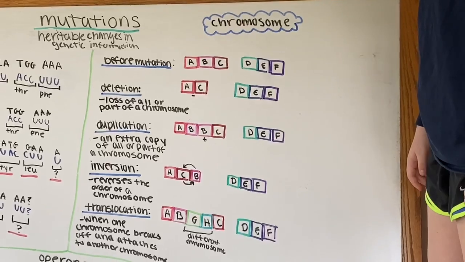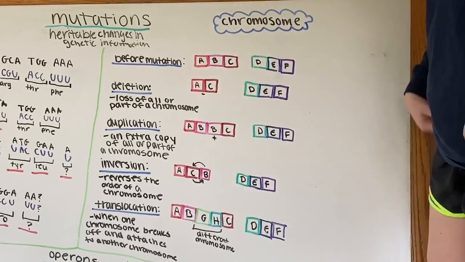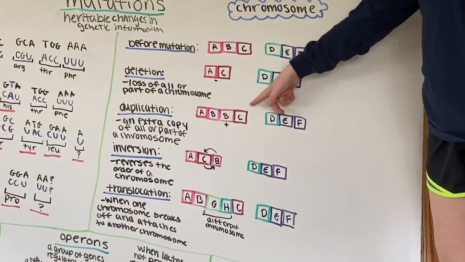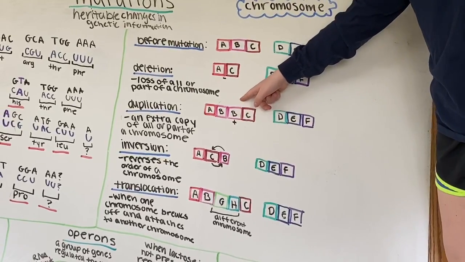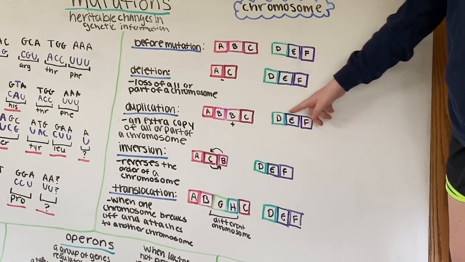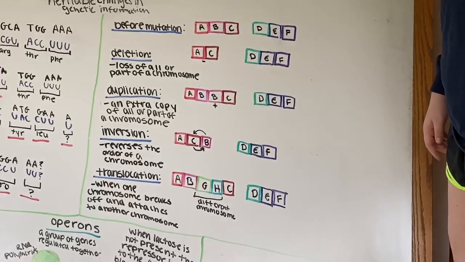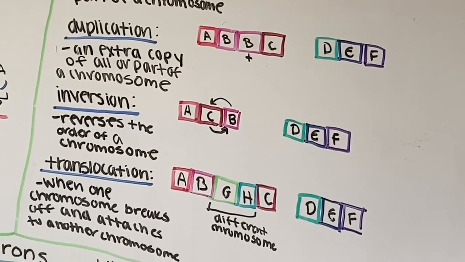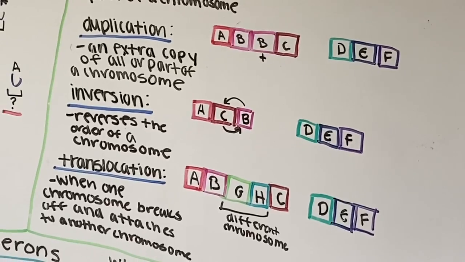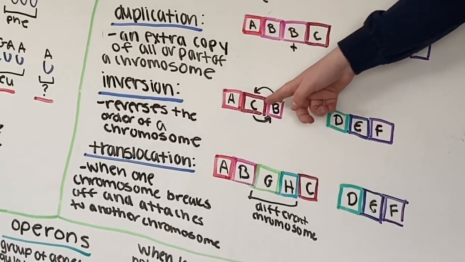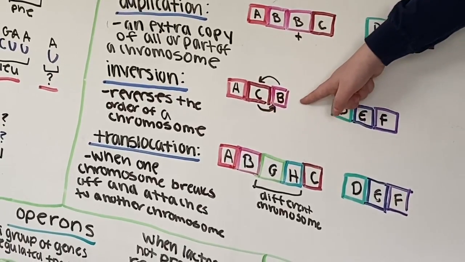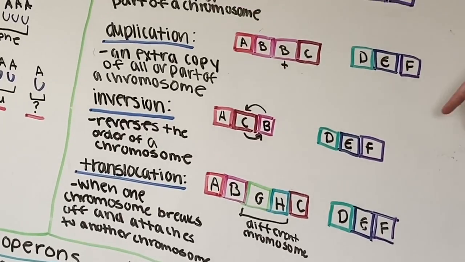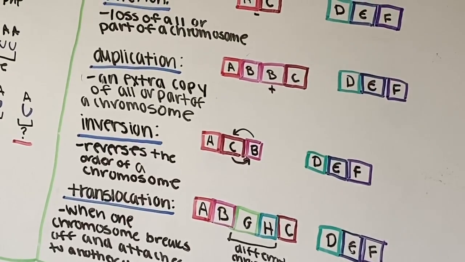The next type is duplication, which is an extra copy of all or part of a chromosome. So I illustrated that there are 2 B chromosomes instead of just 1. The third kind is inversion, which reverses the order of a chromosome. So I showed that chromosome C and chromosome B were switched, so that can result in a different trait.